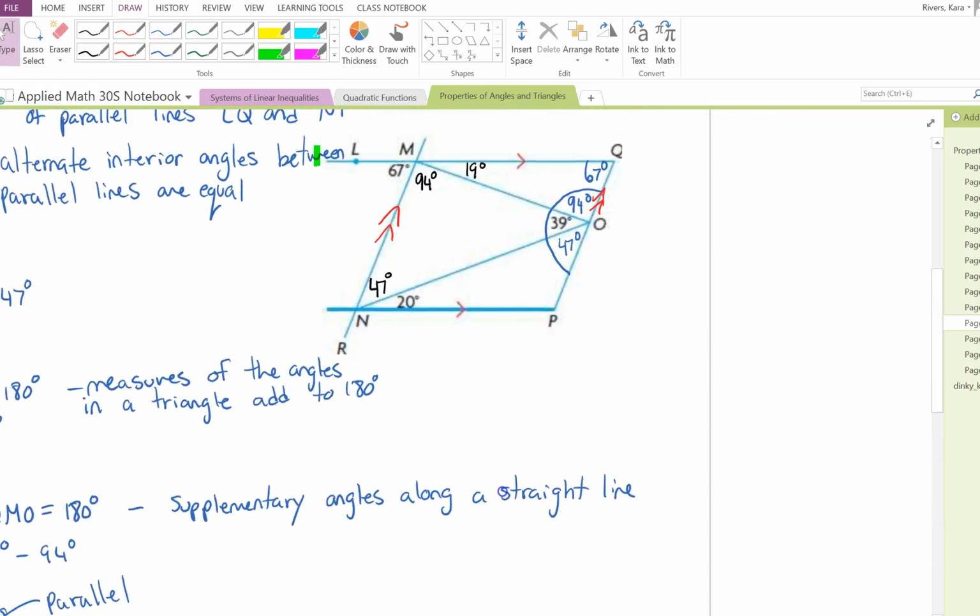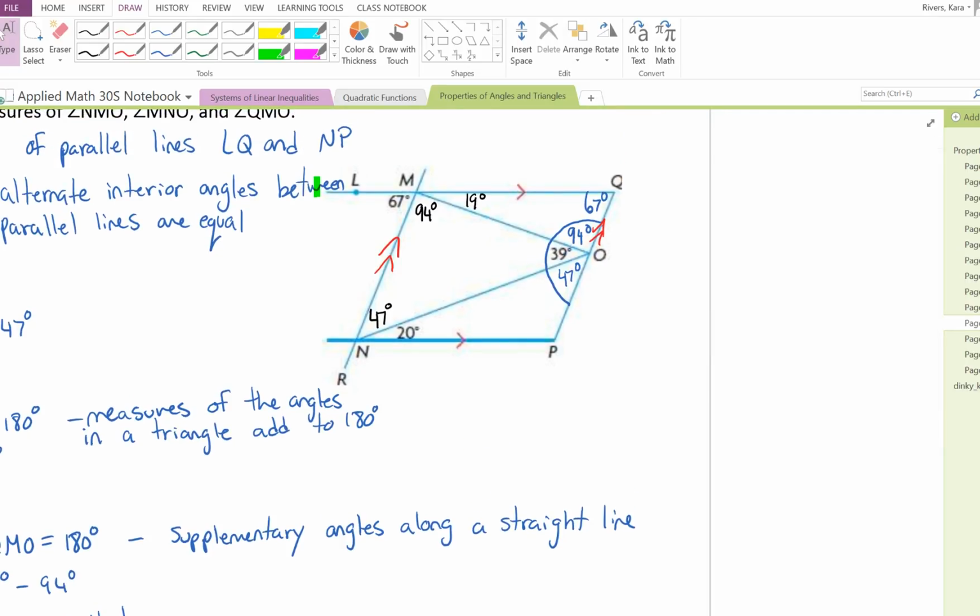Alright, the next angle we're going to be looking at is angle OPN, which is sitting right here. Now for angle OPN, we know that OPN plus MNP, which is right here, those two angles are going to be interior angles on the same side of the transversal. This is our transversal here, right? So those two angles on the same side of the transversal between these two parallel lines are supplementary. They're going to add up to 180 degrees.